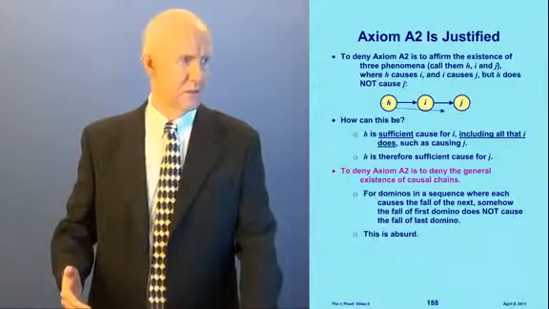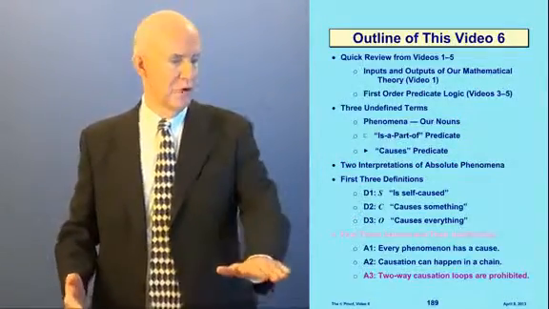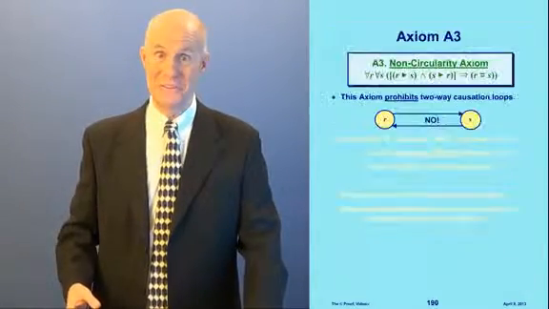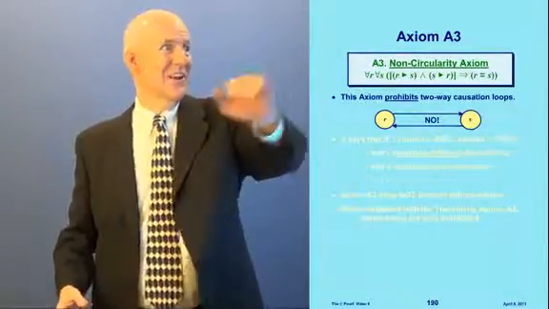I think that's absurd. So now let's move on to axiom A3, the two-way causation, the non-circularity. This is called the non-circularity axiom.